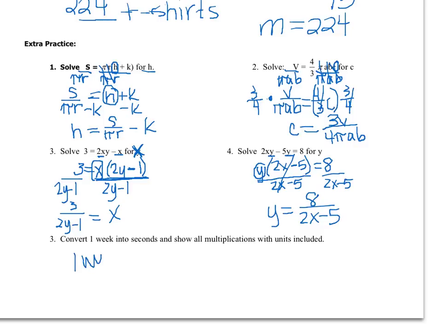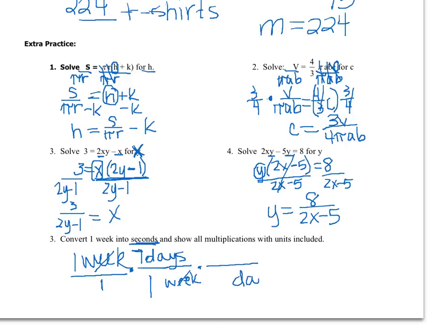So if we have 1 week and we want to get our units into seconds, we've got to break it down piece by piece. So 1 week is really on the top of a fraction. We're going to multiply it by another fraction, and we want the weeks to be on the bottom of this fraction so that our words cancel out. So for 1 week, let's break it down into days. For 1 week, I've got 7 days. But I don't want days either. I want seconds. So I need days on the bottom.